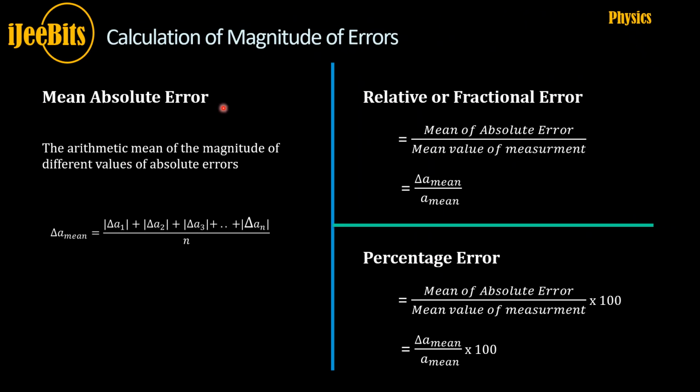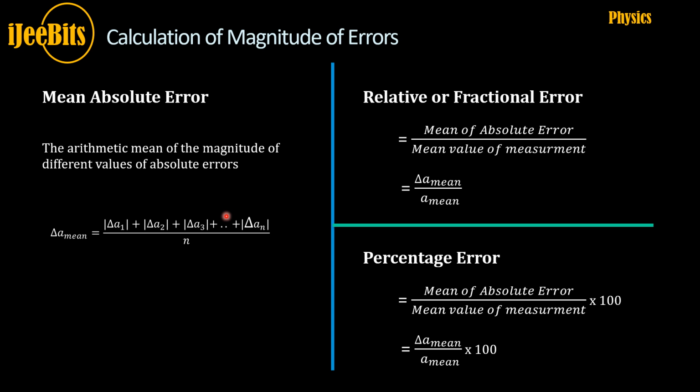Mean of absolute error, or mean absolute error, MAE, is the arithmetic mean of the magnitudes of the different absolute errors. So like delta A1, delta A2, delta A3 till delta An, right? These are your basic absolute errors. Sum them all and then average it. This is what you mean by mean absolute error. When you have observations, you can easily understand how to calculate the mean, then the absolute error, and then the mean of the absolute error, right?